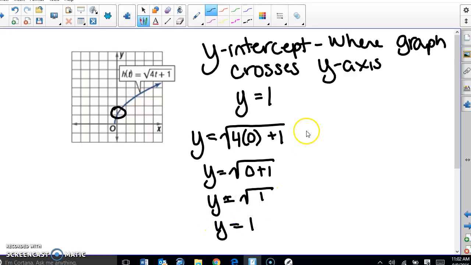So we have 1. And obviously, when you take a square root you get plus or minus, but because we cannot have negative numbers with our square root, we only consider the positive. So we have our y-intercept at (0, 1).